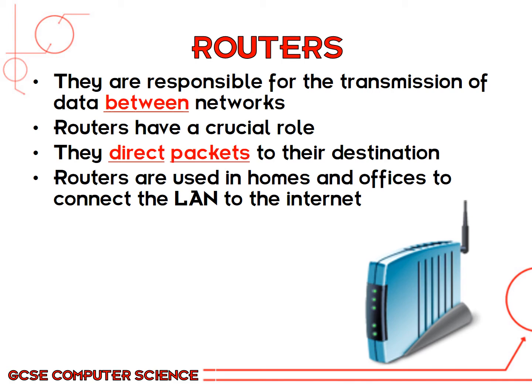So the router is what is responsible for the transmission of the data between networks. It has a really crucial role, which is to direct the packets to their correct destination. So you have data incoming into your network, and the router makes sure that that information goes to the correct device. Routers are used in homes and offices to connect your local area network to the internet. It basically takes your internal connection to the outside world.